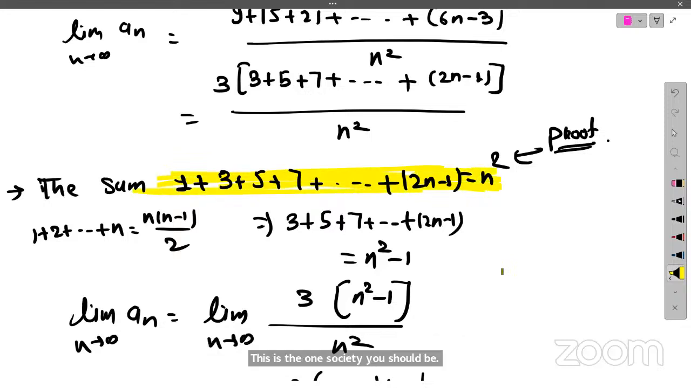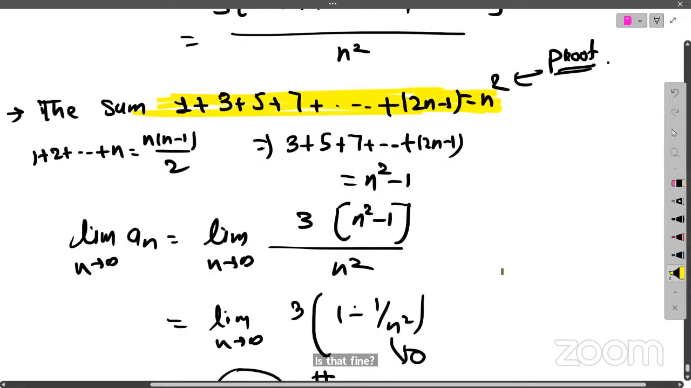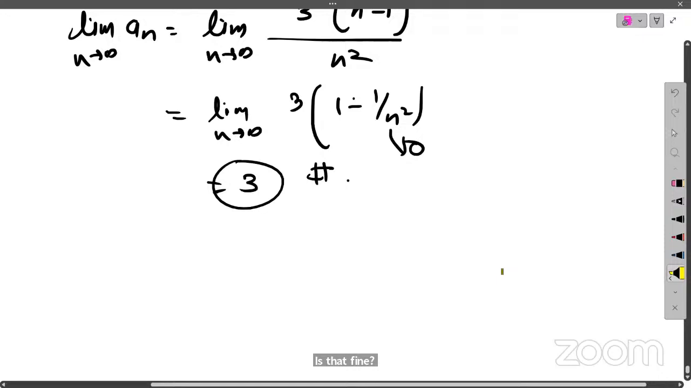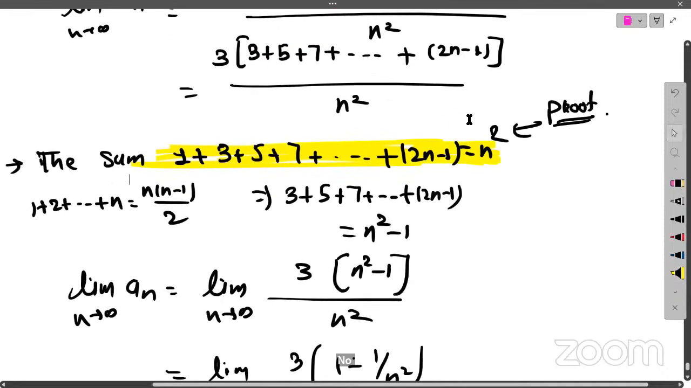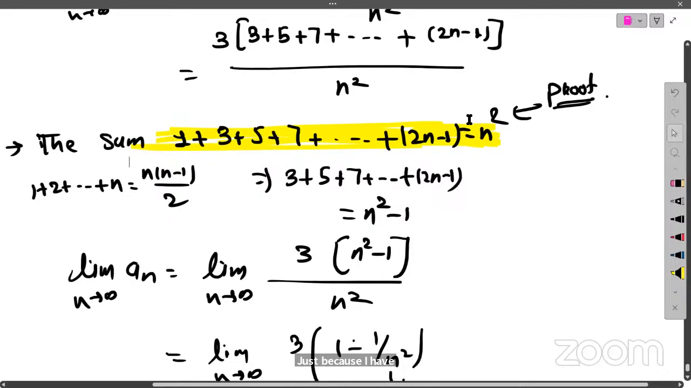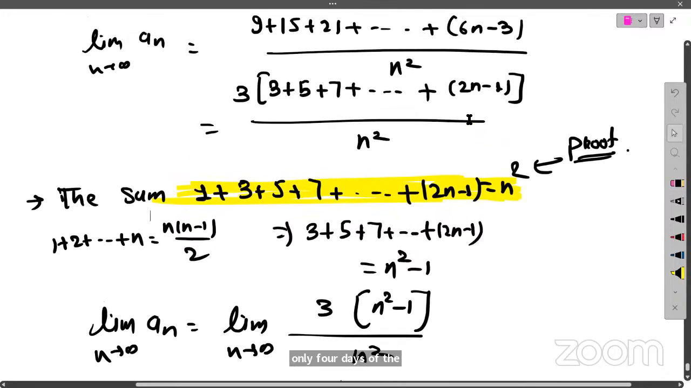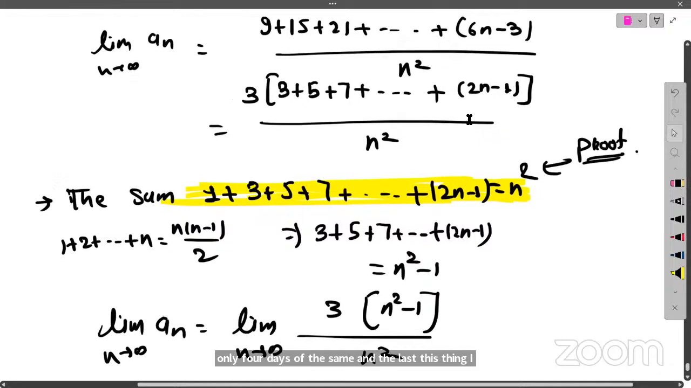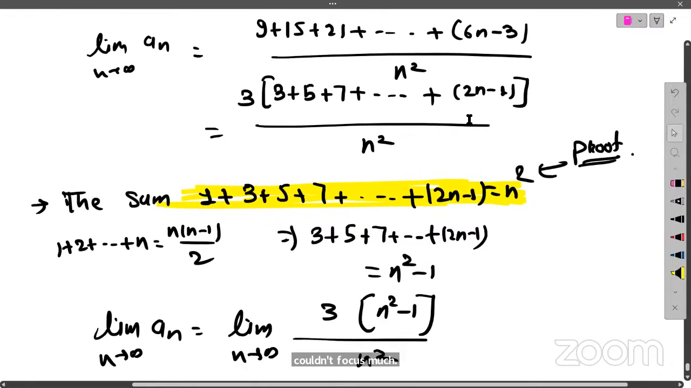Is that fine? Yes, ma'am. Thank you, ma'am. Okay. Anything else? No, ma'am. This question has been asked to you many times. Just because I have only 4 days of this thing, and the last time I couldn't focus much. What is the thing that I have to really focus on for this Q2 now, if I want to go?